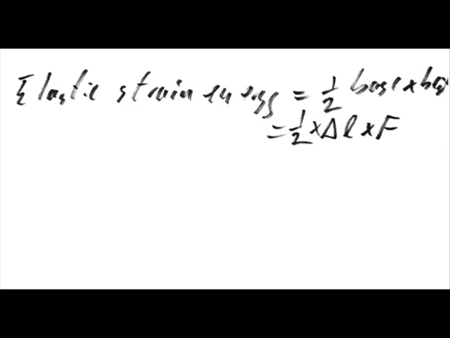For a simple case, before the material has exceeded its elastic limit, the area under the graph is simply the area of a right-angled triangle, half base times height. So the energy stored in the material under strain up to its elastic limit, the elastic strain energy, is half the change in length multiplied by the force applied, or vice versa.